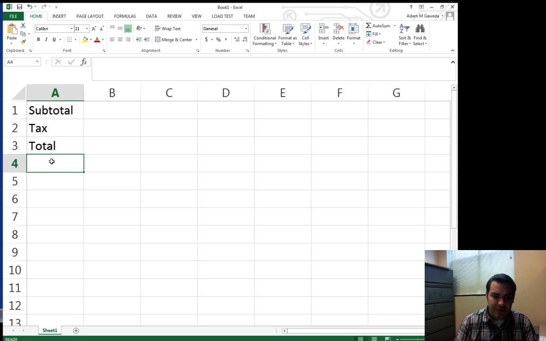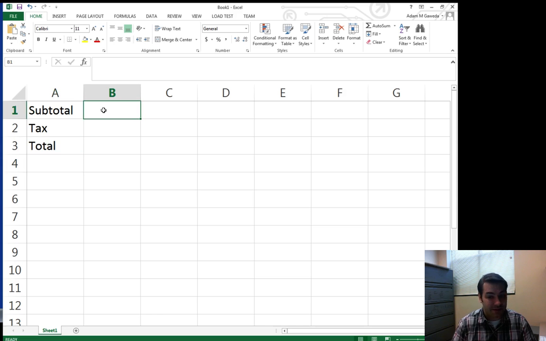Now, one thing you'll notice is that I'm highlighted currently on A4. A4 is my active cell. If I want to move that, well, here's the luxury of the grid-like structure. All I have to do is click. Now, again, we said that we are going to put in a tip calculator.